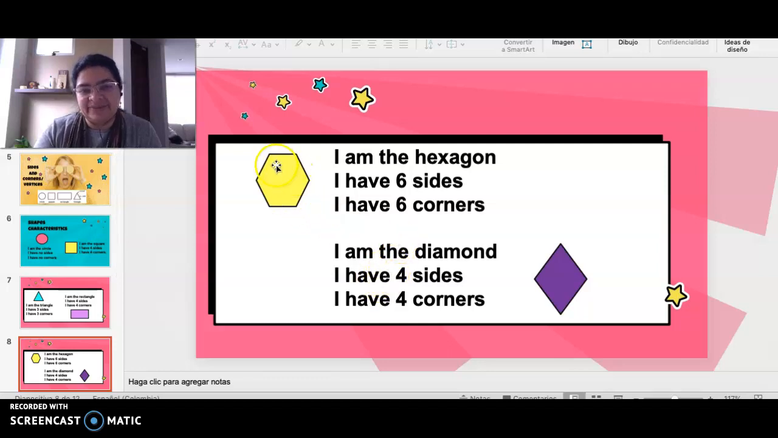I am the hexagon. I have six sides. One, two, three, four, five, and six. And six corners. One, two, three, four, five, and six. I am the diamond or rhombus, and I have four sides and four corners. One, two, three, and four.